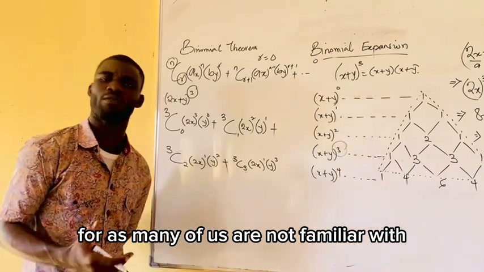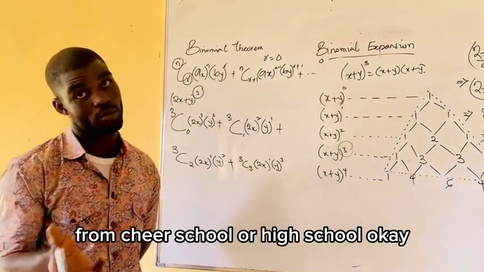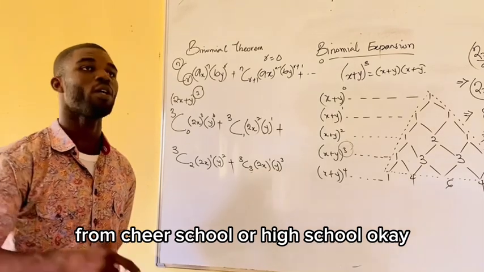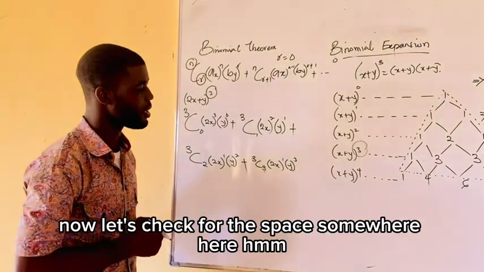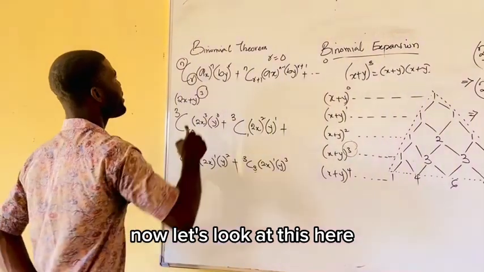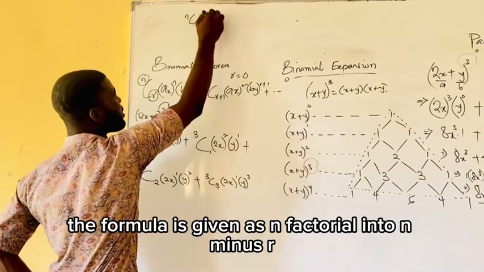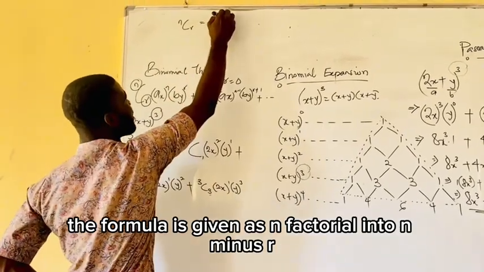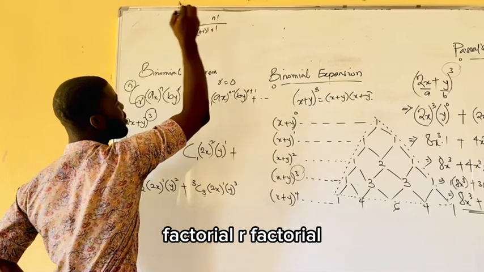So now from this part, how do you run the problem of 3 combination 0? For as many of us who are not familiar with permutation and combination, for as many of us who do further maths from junior school or high school. Okay? Now let's quickly do a fast recap. Now if we have an n combination r, okay, the formula is given as n factorial over r factorial into n minus r factorial.